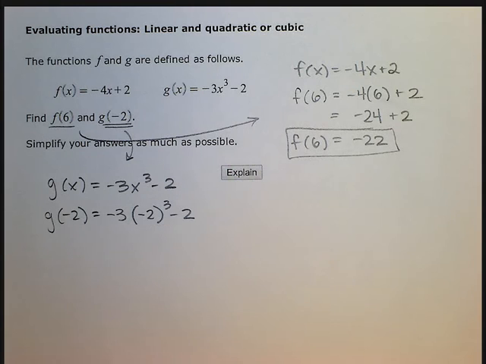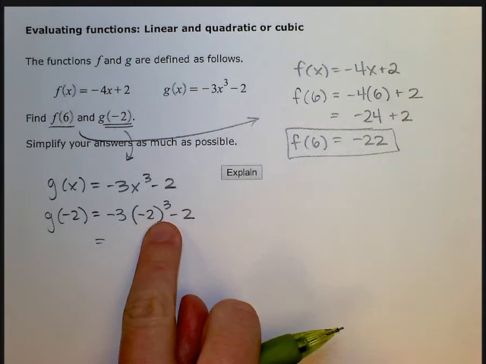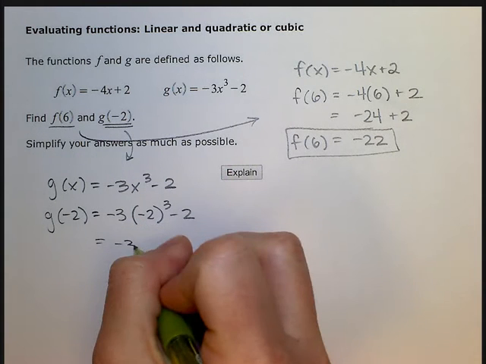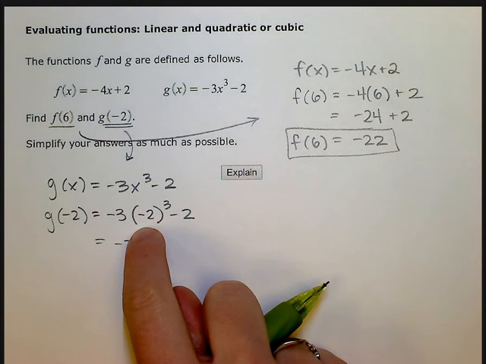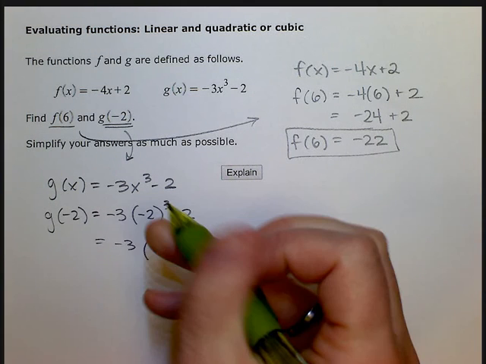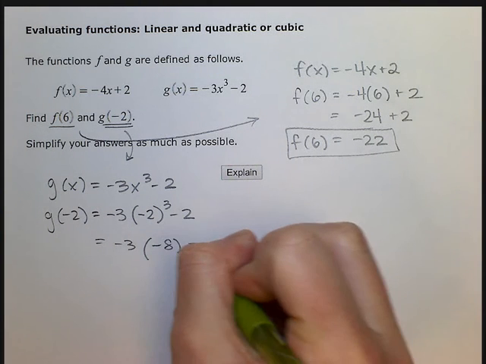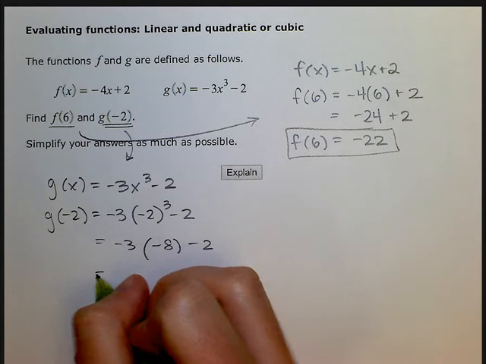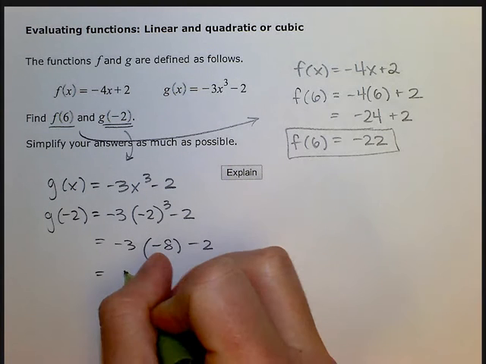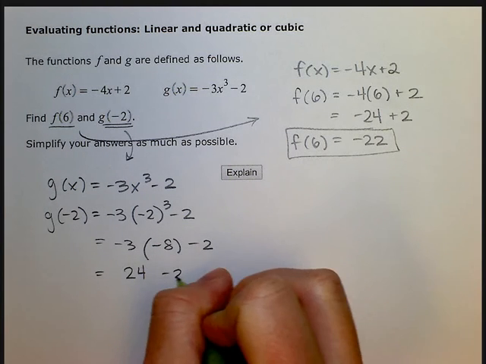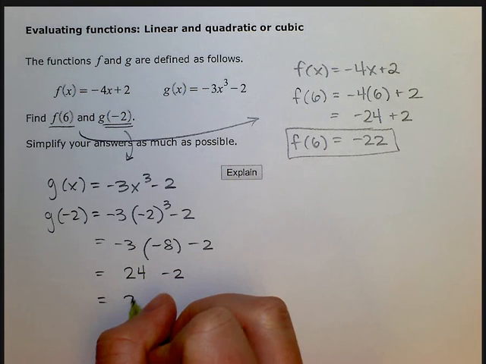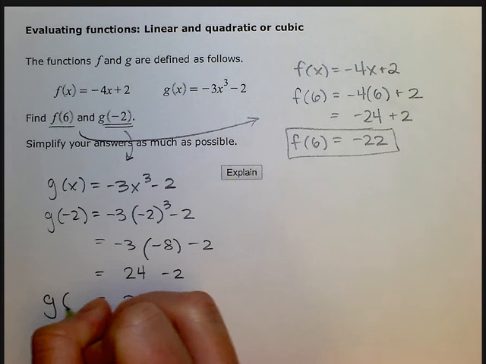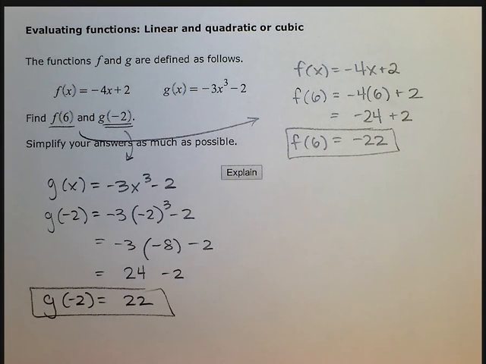Okay? Now I need to evaluate the exponents first. So here I have negative 3 times negative 2 times negative 2 times negative 2, which is negative 8. Minus 2. So then I do this multiplication. Negative 3 times negative 8 is positive 24 minus 2. And positive 24 minus 2 is 22. So g of negative 2 equals positive 22.